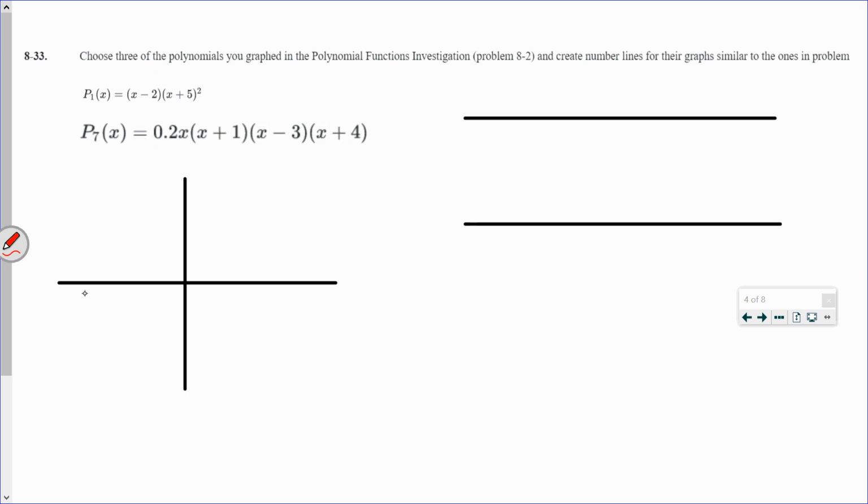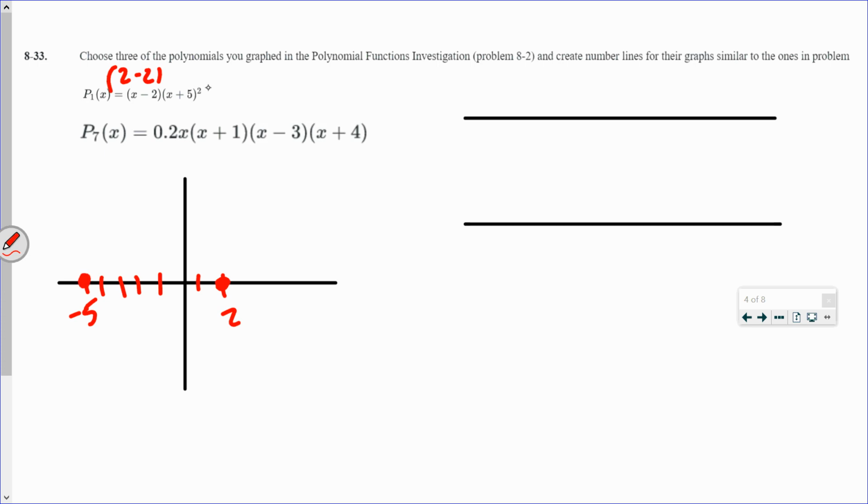So what we want to do is start predicting what these graphs will look like. If I have the factored form here, we want to find those zeros. We want to find the x-intercepts. So I know a 2 will make that set of parentheses 0. Similarly, 3, 4, -5, I'm going to have an x-intercept.